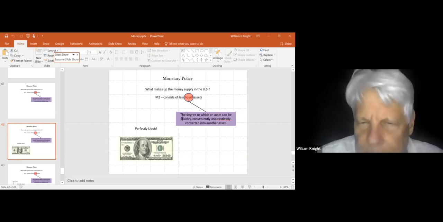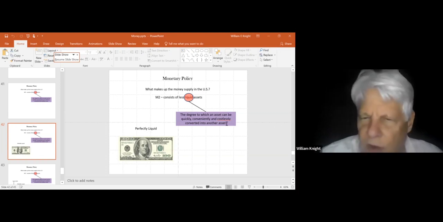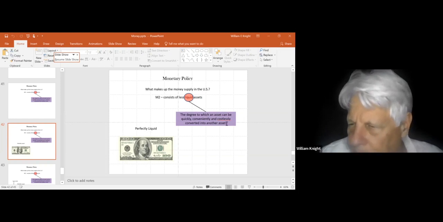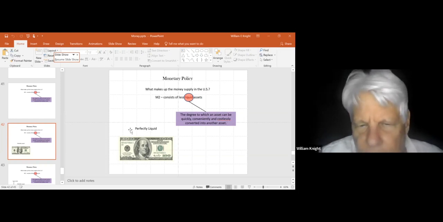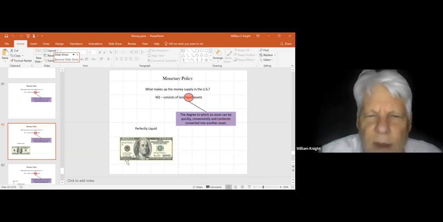The term liquidity refers to the degree to which an asset can be quickly, conveniently, and costlessly converted into another asset. You see that note right there? I can quickly, conveniently, and costlessly convert this into a bottle of wine or into a restaurant meal, something like that. It doesn't require any negotiation. They accept it because it's accepted. So this thing right here, that legal tender note, is perfectly liquid.